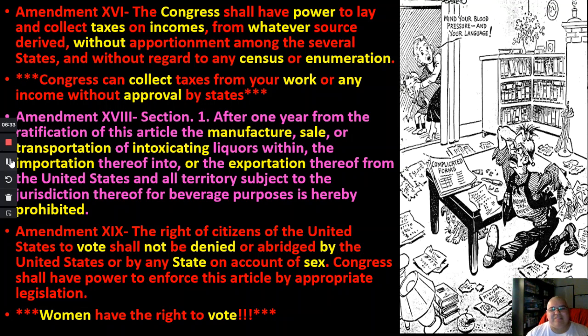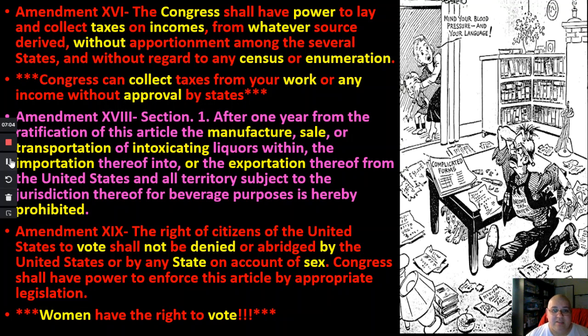The 18th Amendment says after 1 year from the ratification of this article, the manufacture, sale, or transportation of intoxicating liquors within the importation thereof into or the exportation thereof from the United States and all territories subject to the jurisdiction thereof for beverages purposes is hereby prohibited. Now, what in the world does that mean? Basically, you can't create, sell, or transport alcohol.